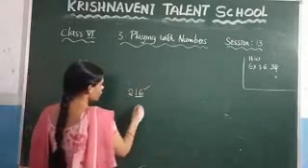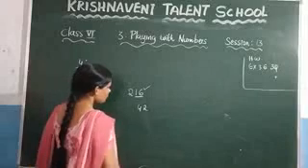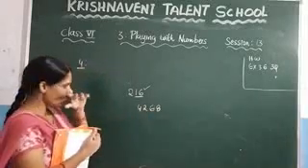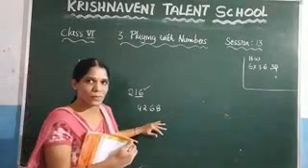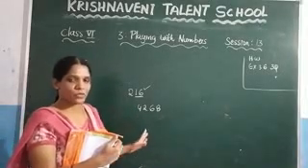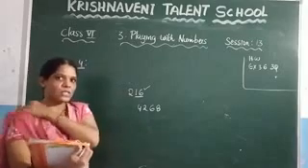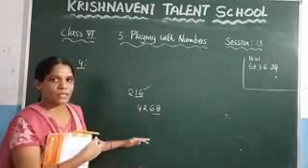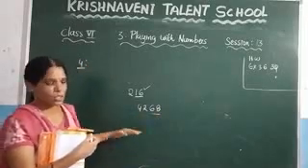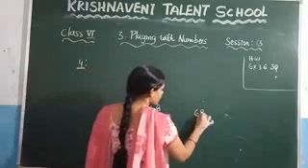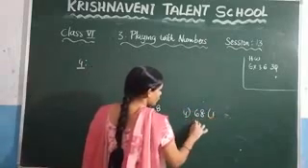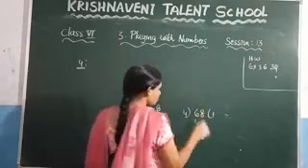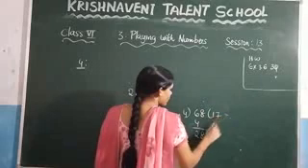Similarly, consider here 4268. If you want to check whether this number is divisible by 4 or not, we need to check the last 2 digits. What are the last 2 digits in this case? 68. Now you need to check whether this 68 is divisible by 4 or not. So you can check it here. 68, right? 4 ones are 4. The remainder is 2, 8. And after that, 4 sevens are 28.